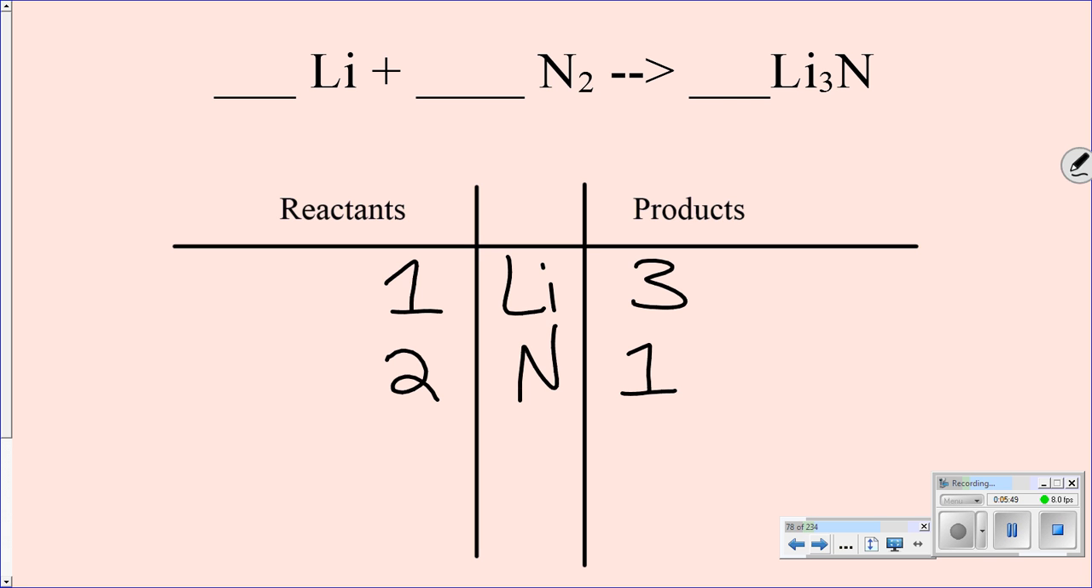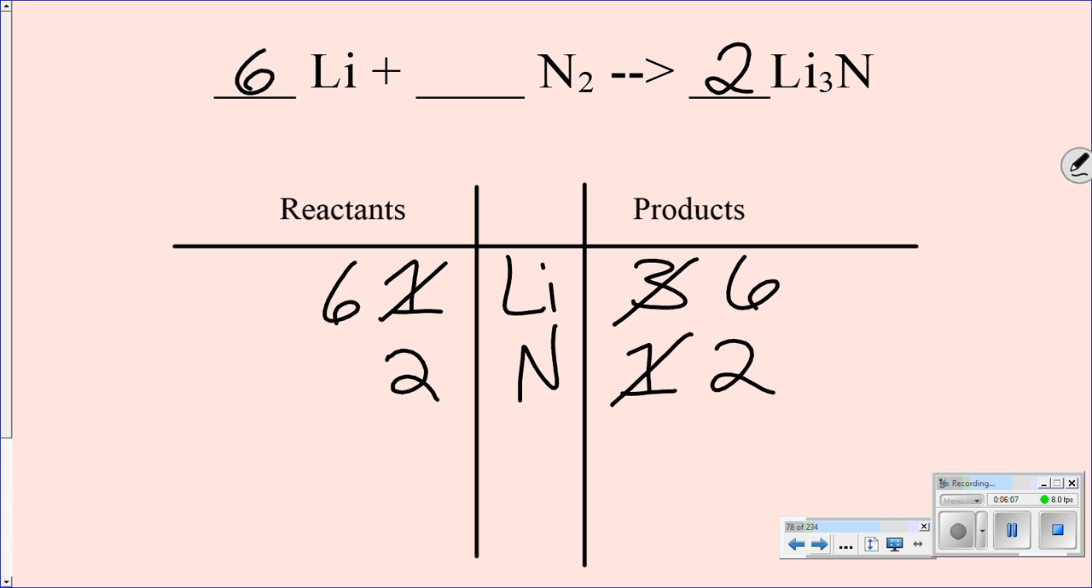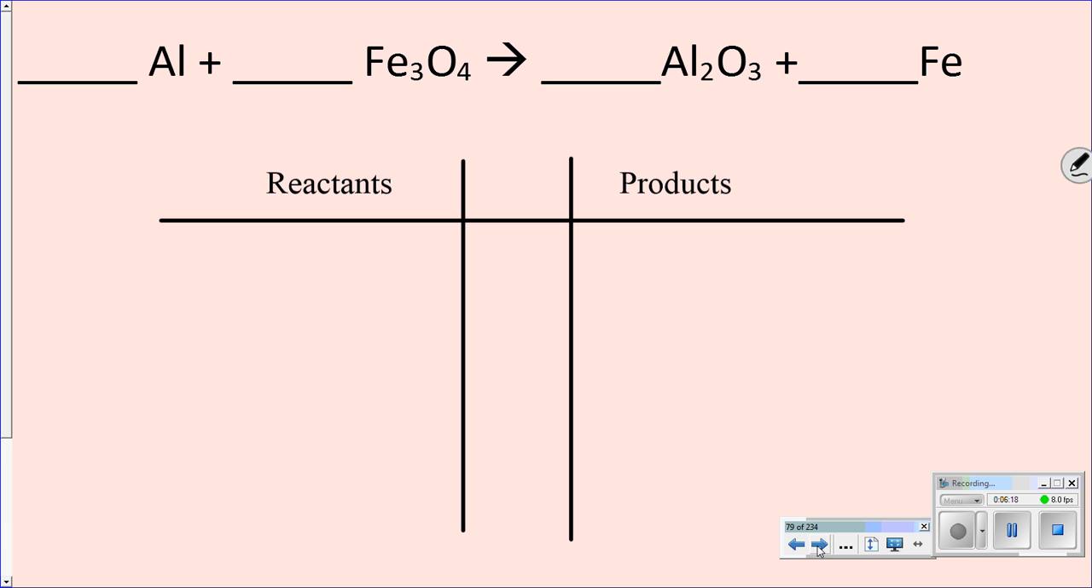So if I put a 2 in front of lithium nitride, that will fix my nitrogen problem, turns lithium into 6, but that's okay. When we have something by itself on the other side, it's very easy to fix. So in order to have 6 lithiums on both sides, I can just put a 6 right there. I now have 6 lithiums, 2 nitrogens. My ratio is 6 to 1 to 2. So I am at a lowest whole number ratio. I'm going to do 2 more together and then we'll stop the video.